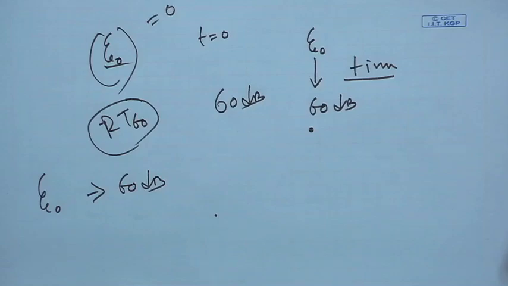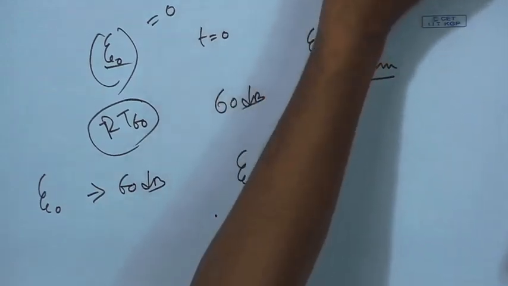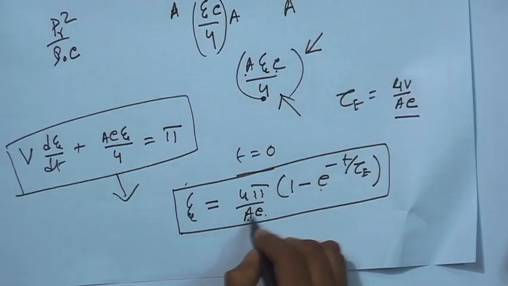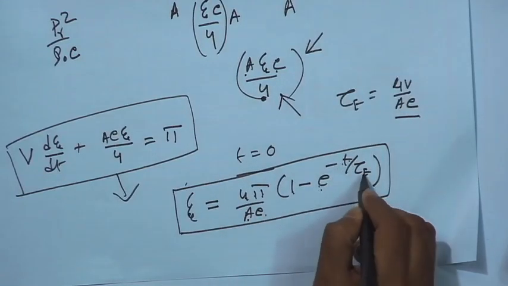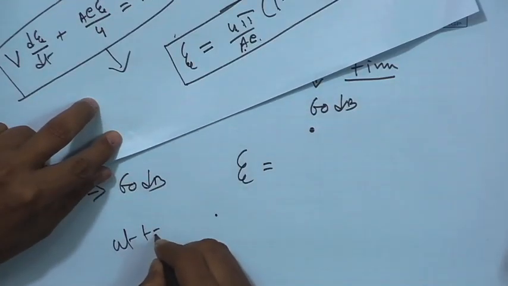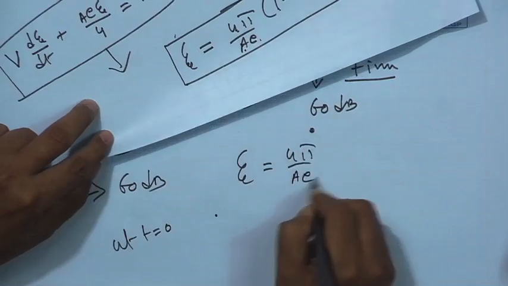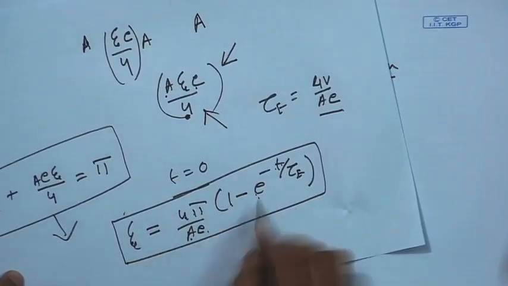Okay. So, at t = 0, what is psi? It is 4π/AC minus e to the power t by tau e. So, at t equal to 0, what is psi? It is 4π/AC. This is the discharge equation. This is like a capacitor.